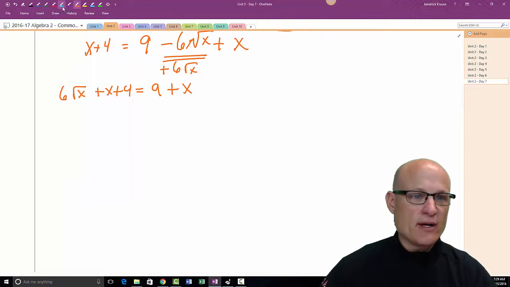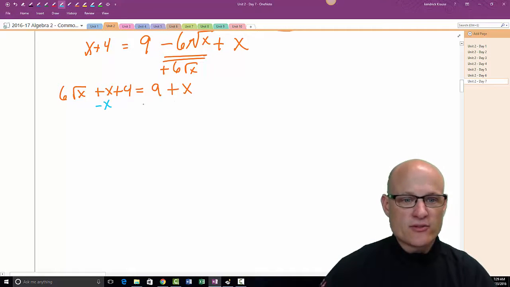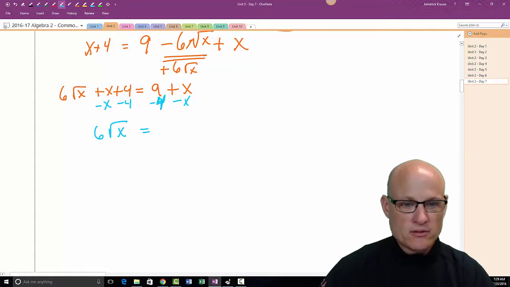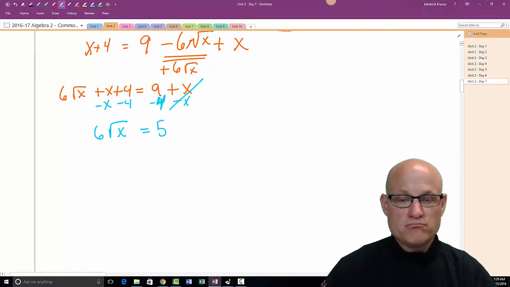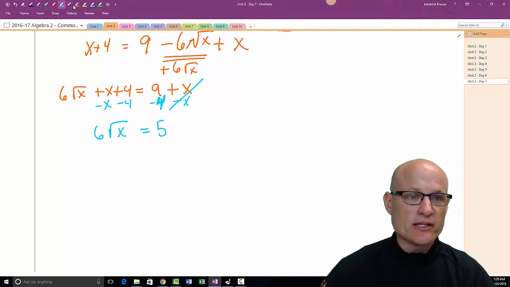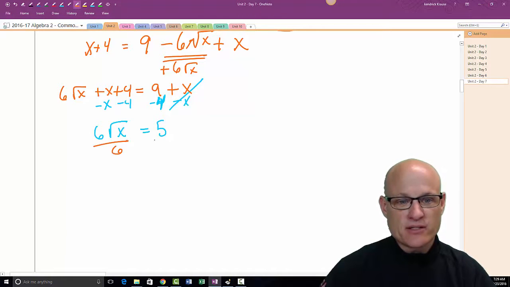Now I'm going to get this radical by itself. I'm going to subtract x. I'm going to subtract 4. I'm going to subtract 4. So I get 6 square roots of x equals, this is a 4 by the way, 5. These cancel. Okay. Isolate the weird thing. Get the weird thing alone. We're going to have to divide by 6. And I get the square root of x equals 5 over 6.